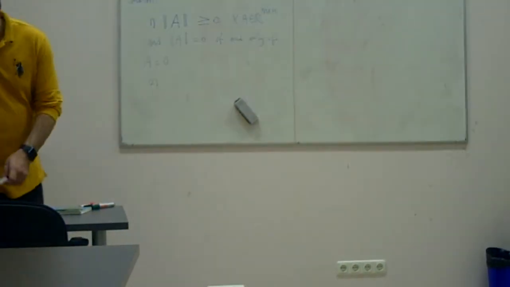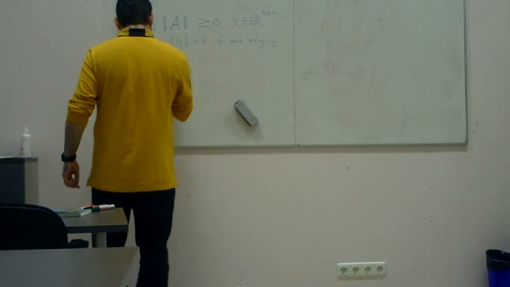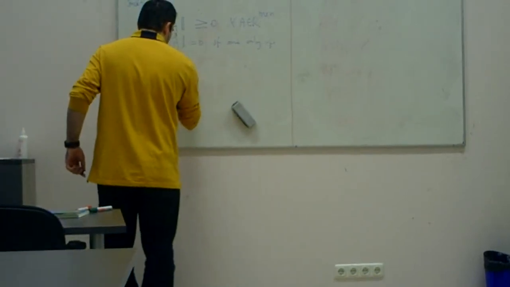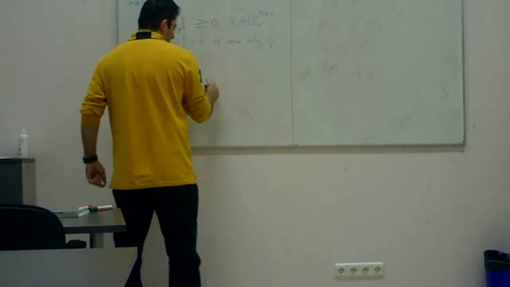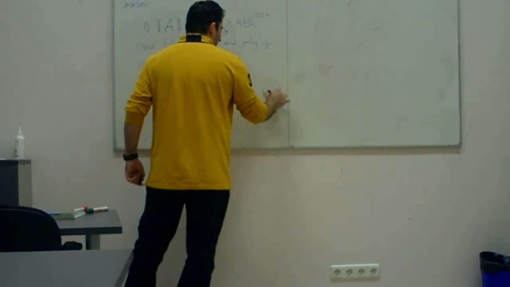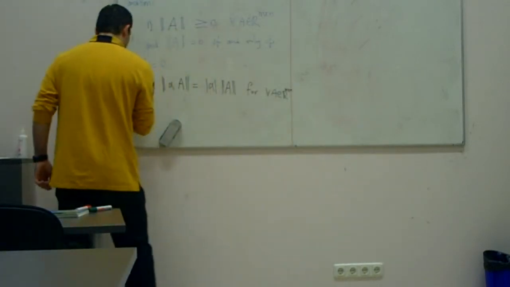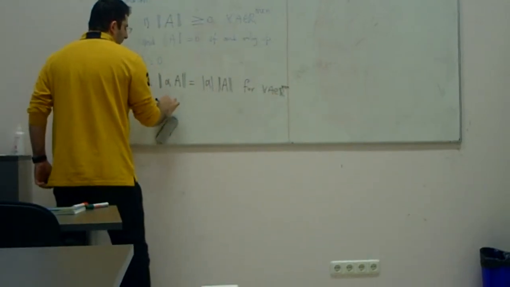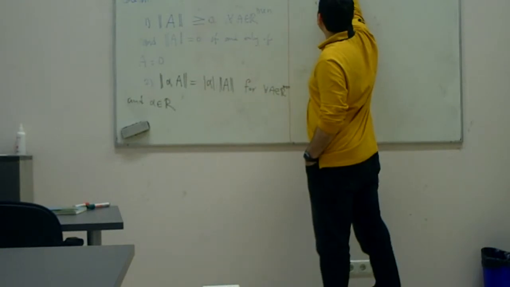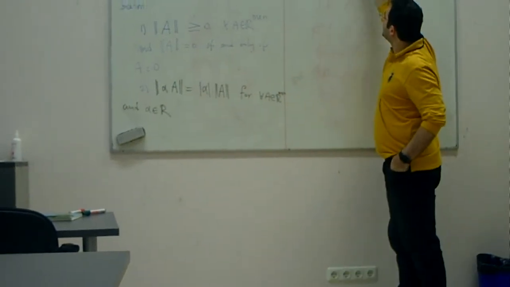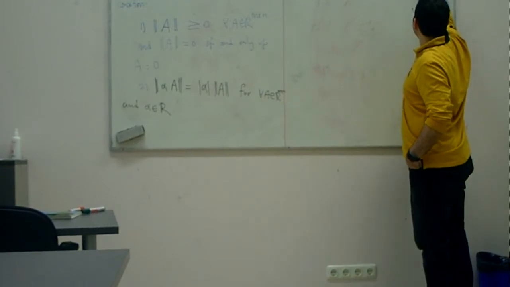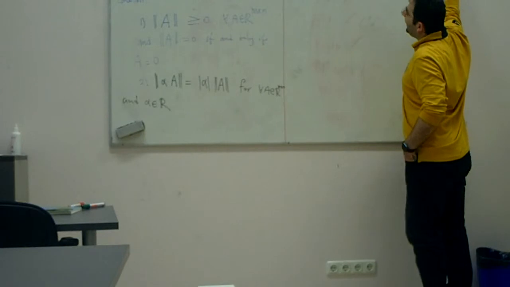The second condition is the norm of alpha A is equal to absolute of alpha multiplied by norm of A for all A belonging to R m by n and alpha belonging to R. And the third one, the norm of A plus B is less than or equal to norm of A plus norm of B for A and B belonging to R m by n.